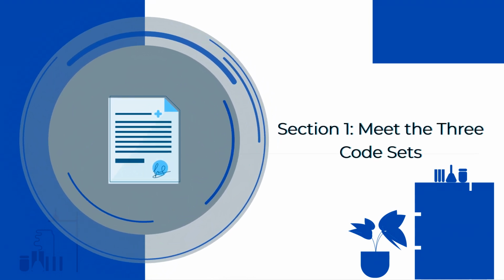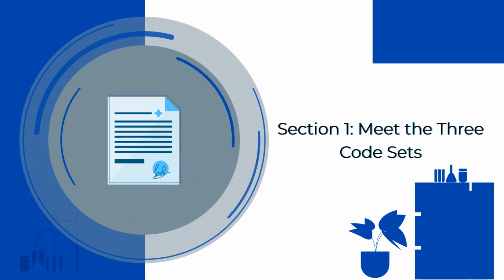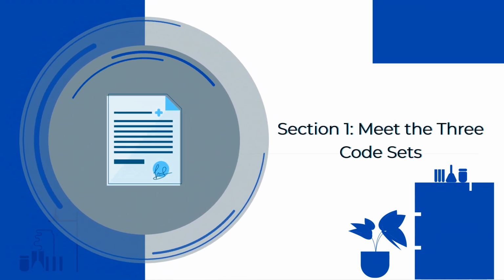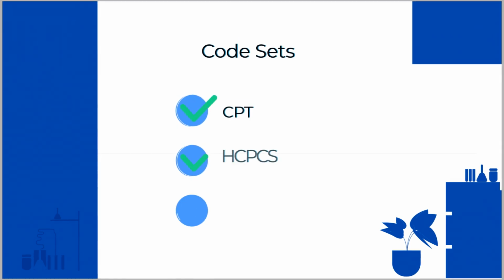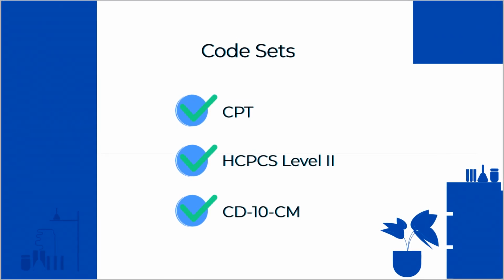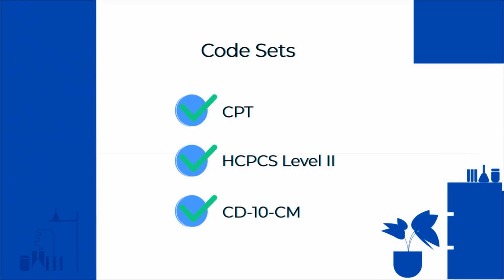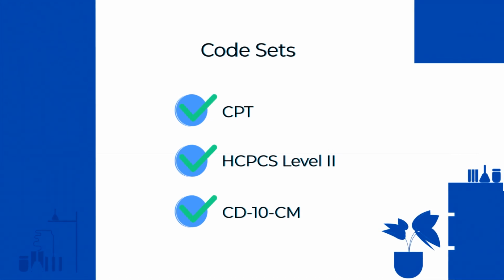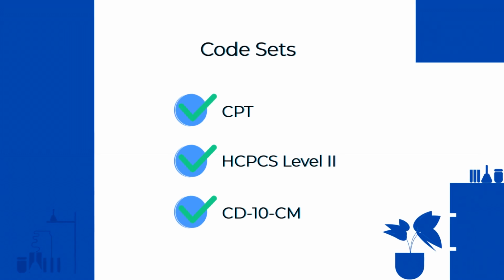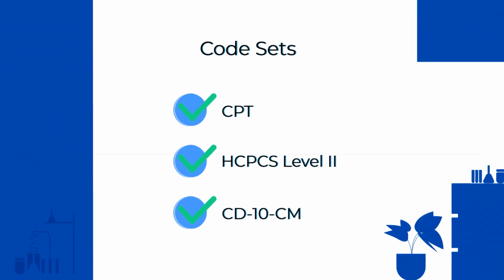Section 1. Meet the three code sets. In the U.S., we rely on three main code sets for healthcare billing: CPT for procedures and services, HCPCS Level II for supplies and services not covered by CPT, and ICD-10 for diagnoses. These codes turn complex medical information into standardized formats, making it easier to submit claims and get reimbursed. If you're coding in radiology, mastering these is a must.